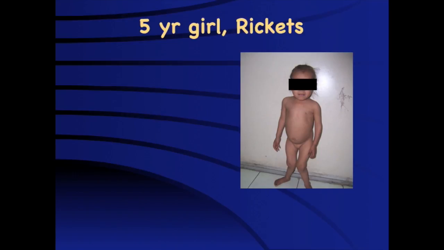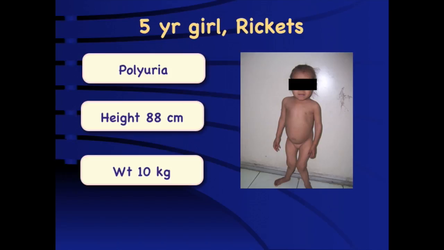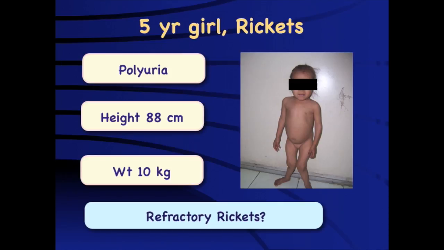A 5-year-old girl with rickets, and we can see that she has significant growth failure and significant polyuria. Do you think this could be nutritional or refractory rickets? If you have a child who has severe growth failure and other symptoms like polyuria, we have to think of causes beyond nutritional rickets. This case emphasizes that.